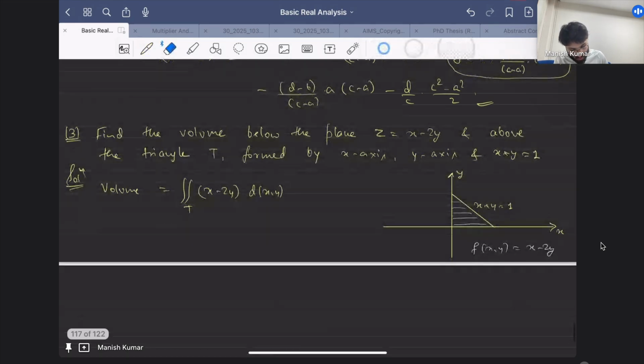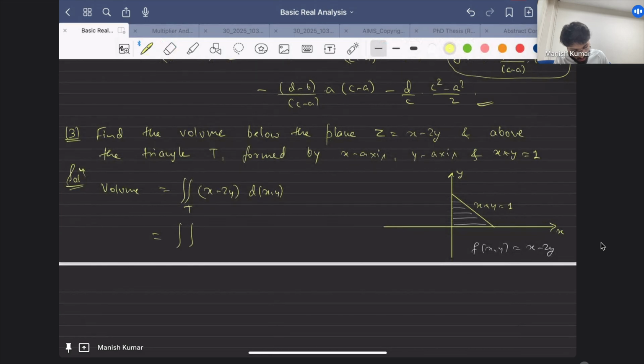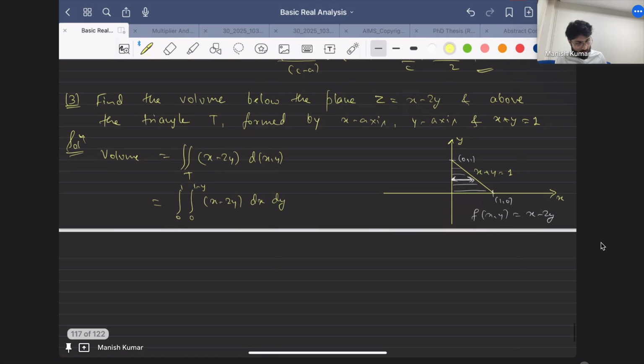Then you can rewrite this as an iterated integral of x minus 2y. Now let's look at this horizontally. Your y is varying from 0 to 1, so this point is (0, 1) and this one is (1, 0). Your y varies from 0 to 1 and your x varies from 0 to 1 minus y, so dx and then dy. I hope I've done it correctly. Now you just integrate, that's all.